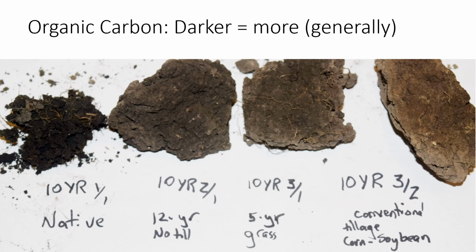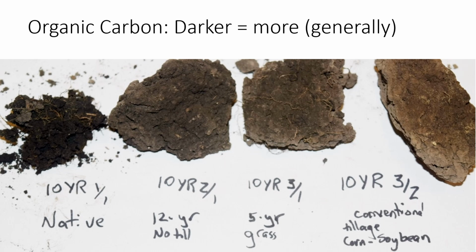One thing that color does generally tell us is organic matter. Not always, but generally, darker soils contain more organic matter than lighter soils. Now, this is especially true within a profile, within one soil type.